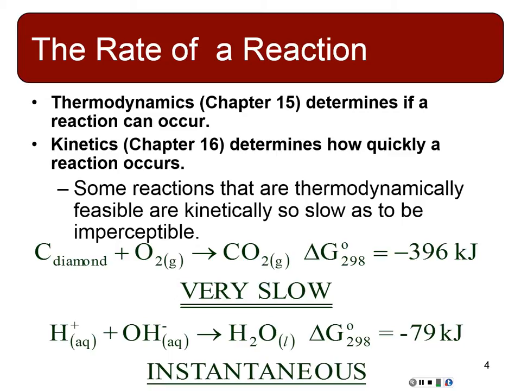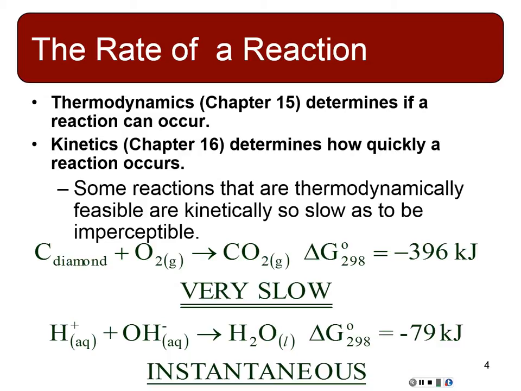Here's diamond. It will oxidize over time and form CO2. Its delta G is negative 396. So its delta G tells us that this reaction is spontaneous. However, this is very, very slow, millions of years. However, if you look here, this is an acid-base reaction. We have a proton, we have hydroxide, a positive and a negative charge, and they instantaneously are attracted to each other. Its delta G is negative 79.